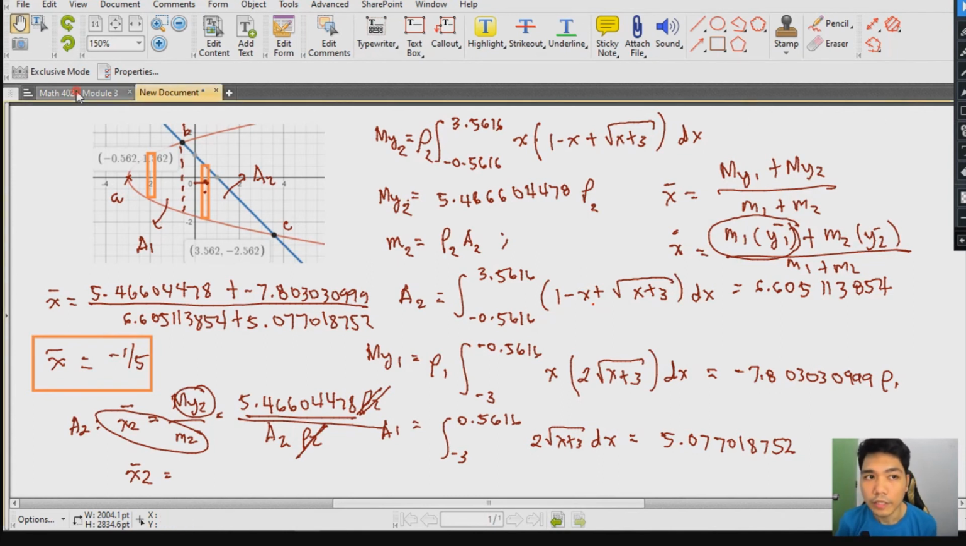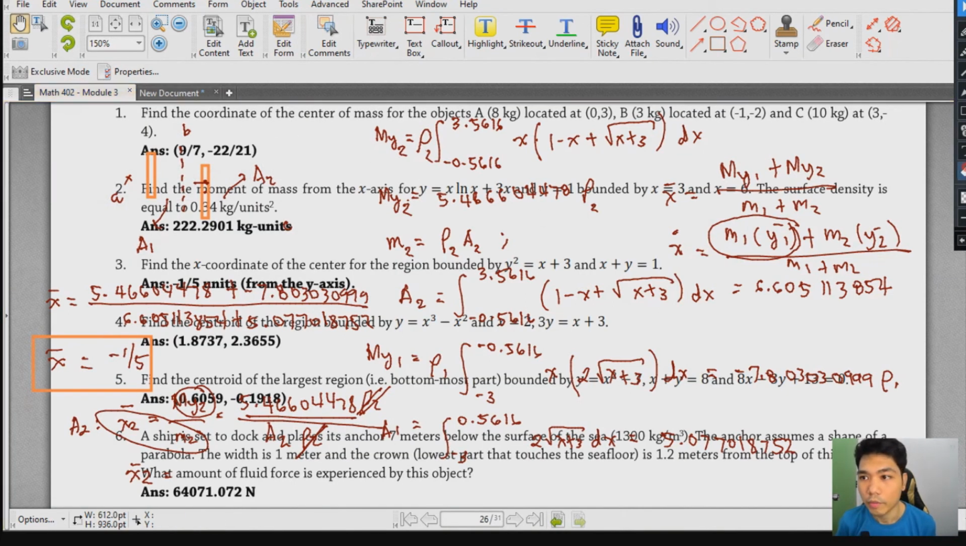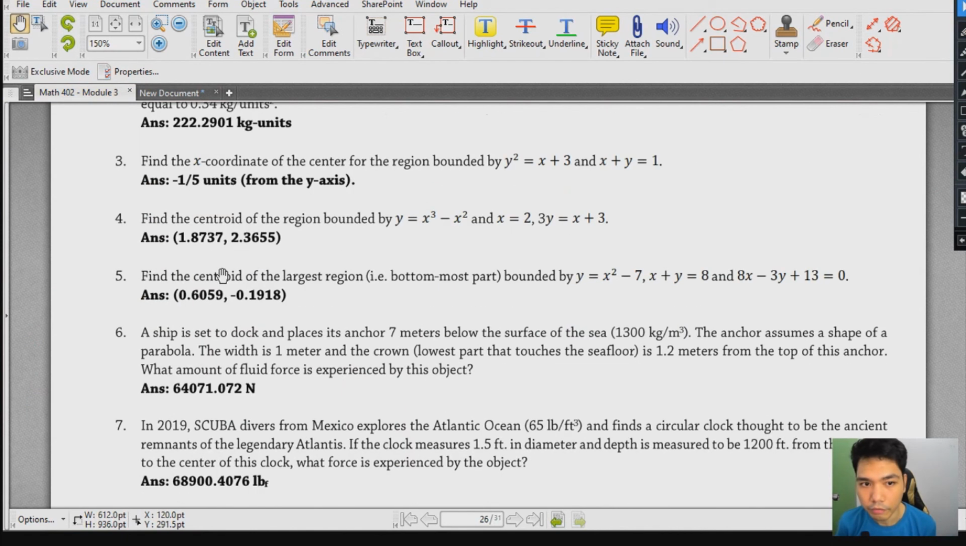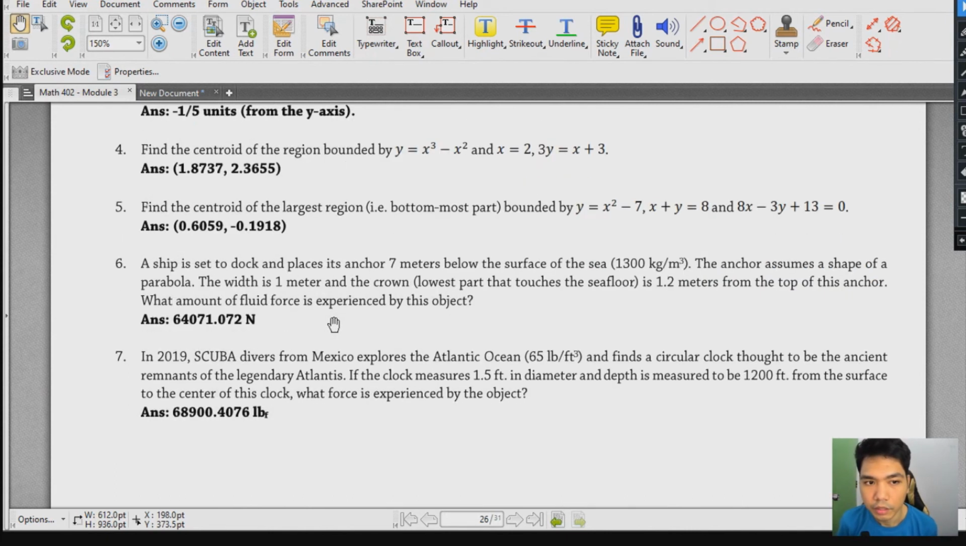So hopefully nag-gets nyo yung concept ng moments and mass. And I want you to solve for number 4 and number 5. Hopefully ay masagutan nyo siya using the same concept. And then I think we're done with the last 2 items. Okay? So ano ba tong last 2 items ito? Okay, so this one is the fluid pressure, fluid force. Okay, so let's move forward na sa last 2 items.